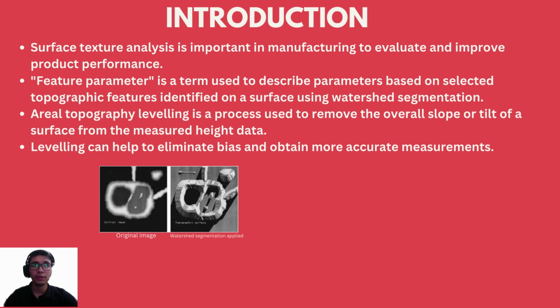The texture of a surface is made up of various elements that may or may not be important for its function. The feature of the surface topographics refers to the new features parameter term that has been introduced to describe a parameter based on the selecting topography features such as points, lines, or regions that are identified on the surface using watershed segmentation. The watershed technique is used to partition a region based on its features and characteristics.